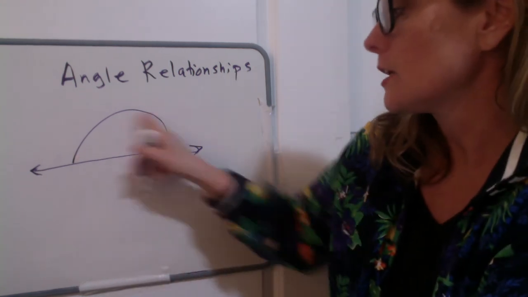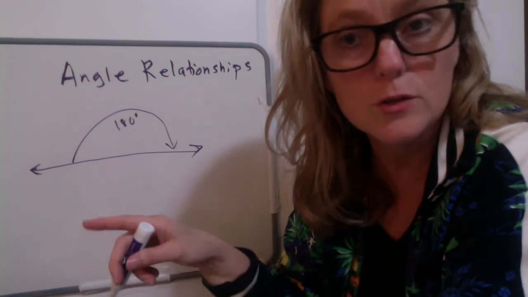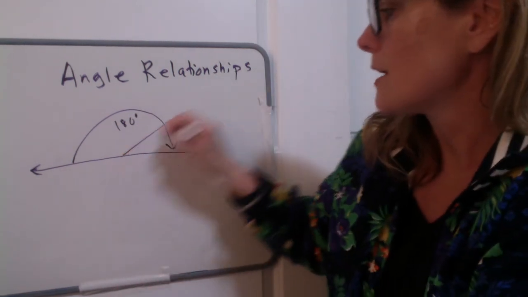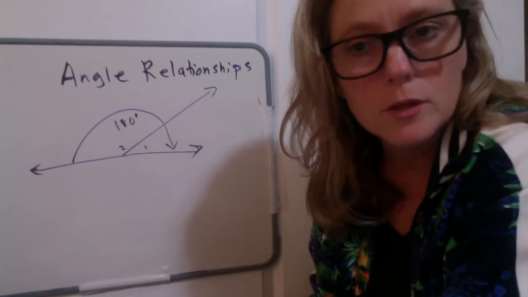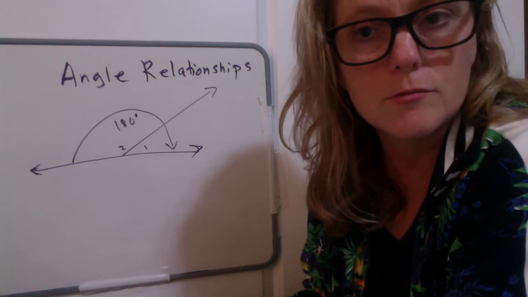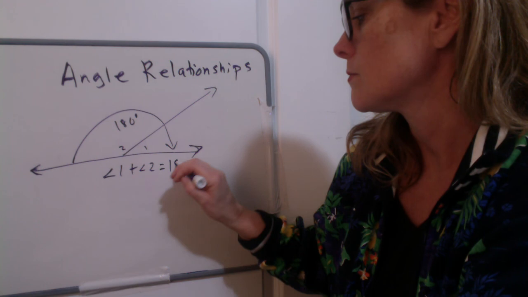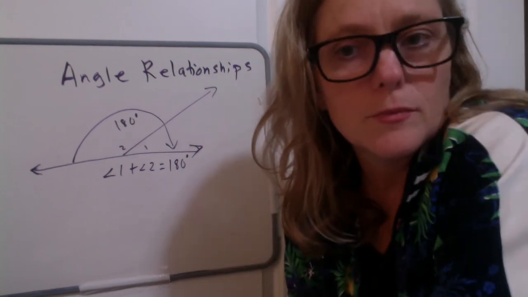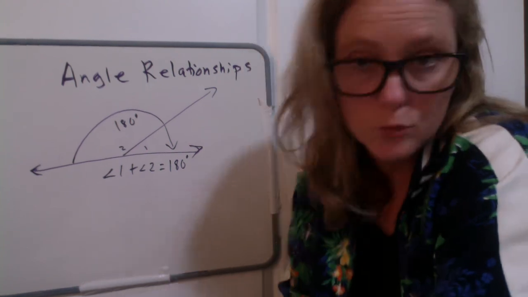So from here to here is 180 degrees. It's half of a rotation of a circle as well. So if I go ahead and break this and call this angle 1 and angle 2, these two angles are going to add to 180 degrees. So angle 1 plus angle 2 adds to 180 degrees. All right, those are the four types of angle relationships that we're going to work with this week.